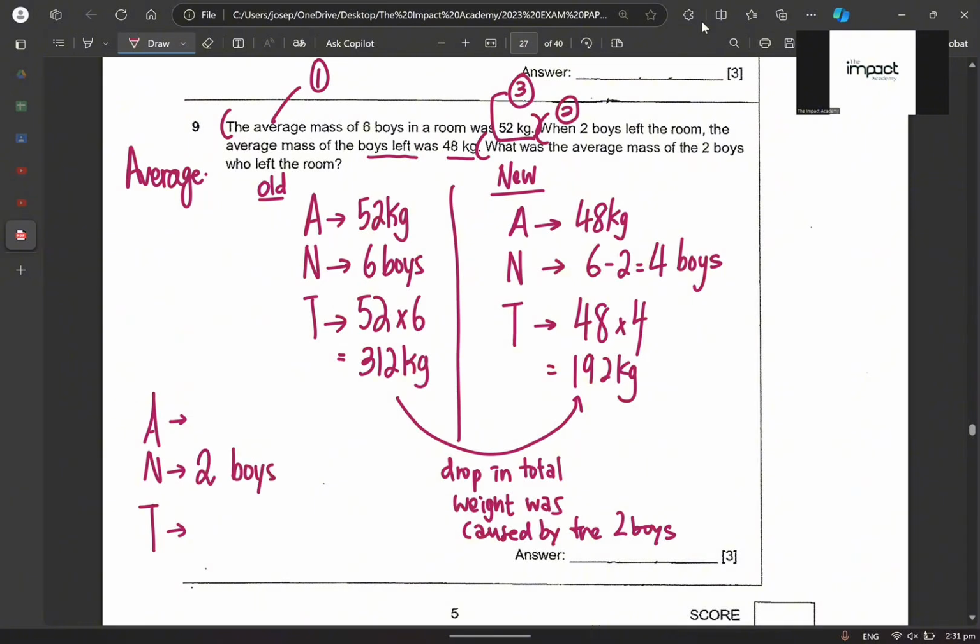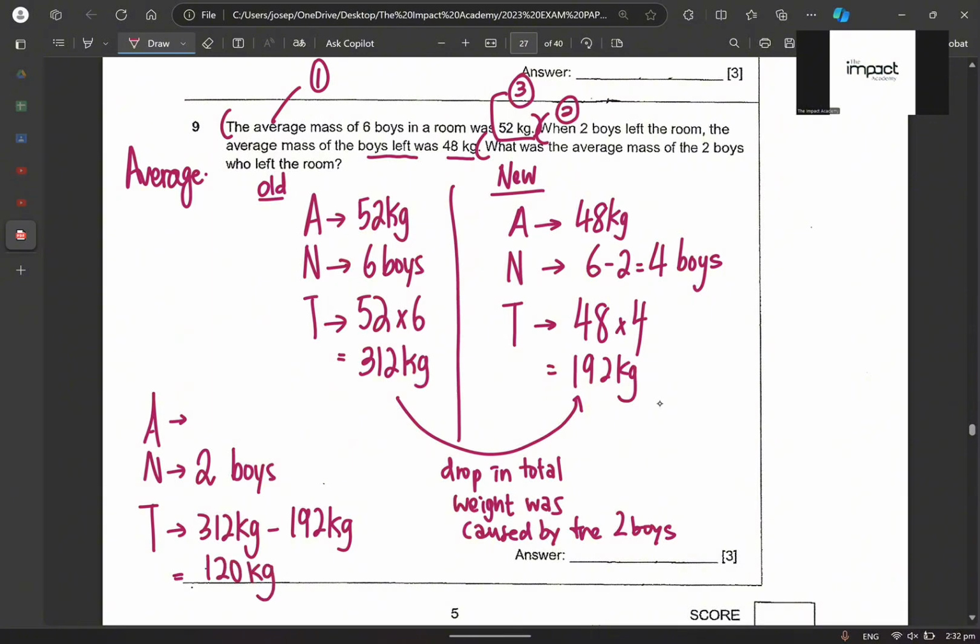I know what's the total, isn't it? The total is 312 kg minus away 192 kg. Right, why is that so? Because you see, initially at first it was 312, now it became 192, right? So 312 minus away 192, we get to an answer of 120 kg.